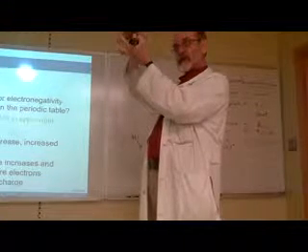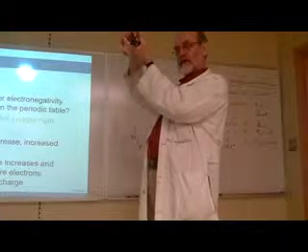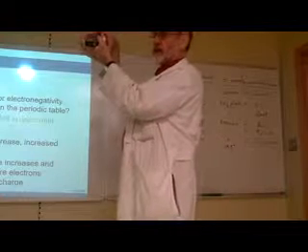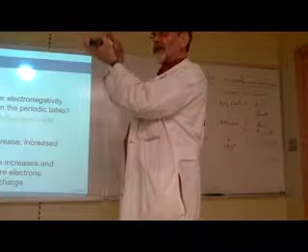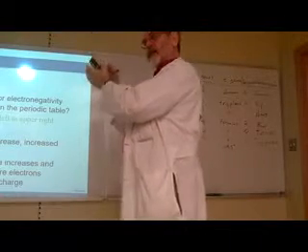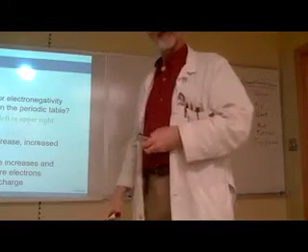So as it gets closer, the electron cloud shrinks, even with additional electrons. You tend to increase the ability of that next element to draw electrons to itself.